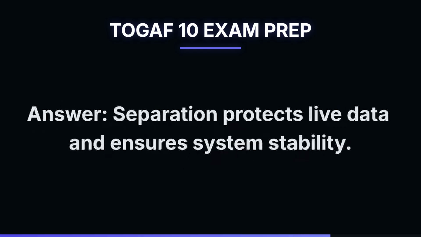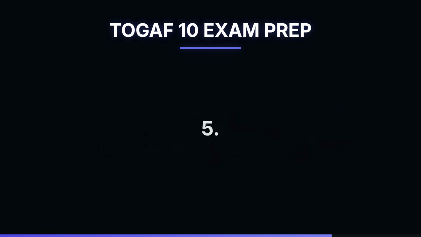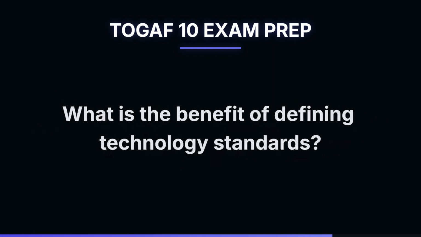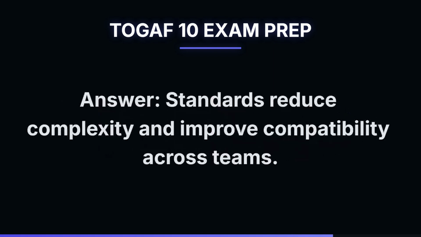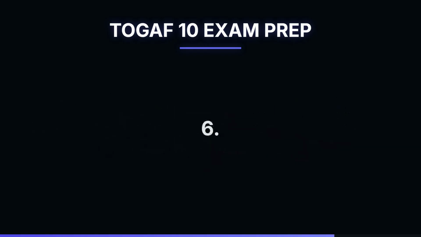Separation protects live data and ensures system stability. Controlled environments reduce risk of accidental impact. 5. What is the benefit of defining technology standards? Standards reduce complexity and improve compatibility across teams. They simplify support and lower maintenance costs.